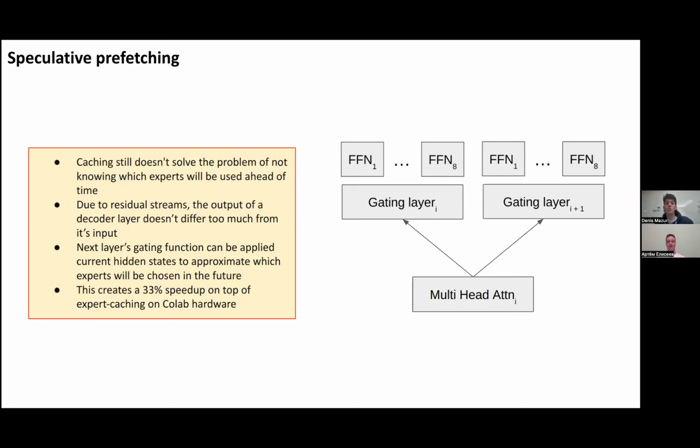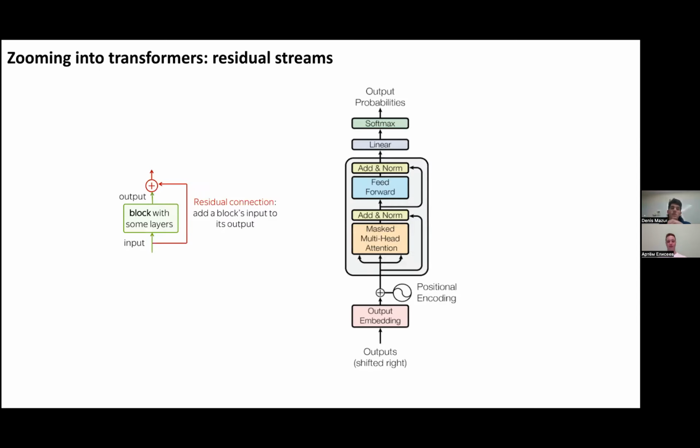The thing is with Mixtral, there's a thing called residual streams in transformers. These are those things: you apply a feed-forward network or an attention module to the inputs, and then you add the results to the inputs. That's called a residual stream.